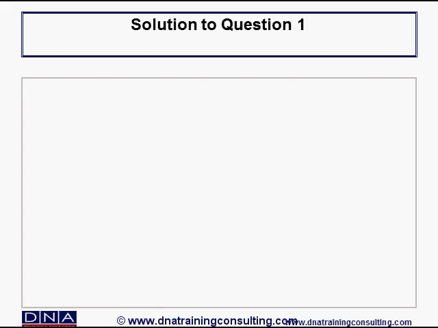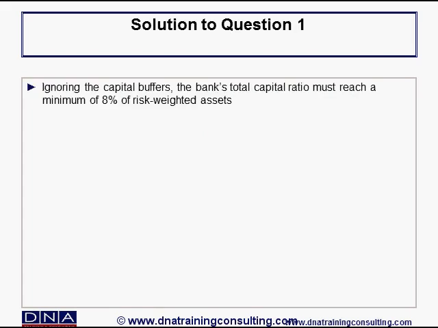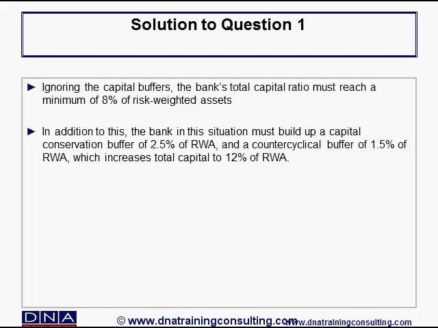Solution to question 1. Ignoring the capital buffers, the bank's total capital ratio must reach a minimum of 8% of risk-weighted assets. In addition to this, the bank in this situation must build up a capital conservation buffer of 2.5% of RWA, risk-weighted assets, and a countercyclical buffer of 1.5% of RWA, which increases total capital to 12% of RWA. Therefore, the correct answer is C, as in Charles.